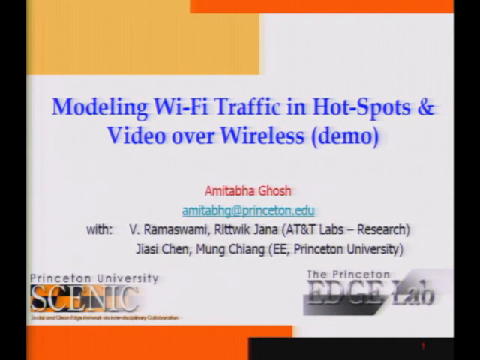So, yeah, as the talk title says, we're going to talk a little bit about Wi-Fi traffic modeling, which I did at AT&T Research last summer as an intern. And the more recent work that I'm doing at Princeton, we have a short demo for transmitting video over wireless networks. So I'll try to keep 75%, 25% of the time that I have.